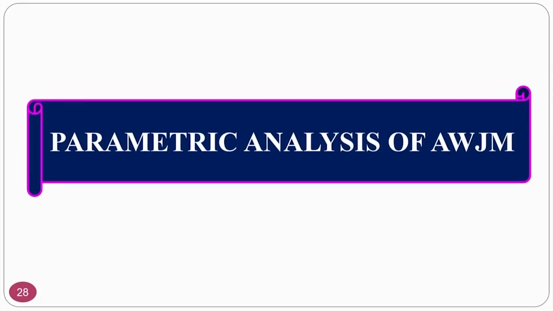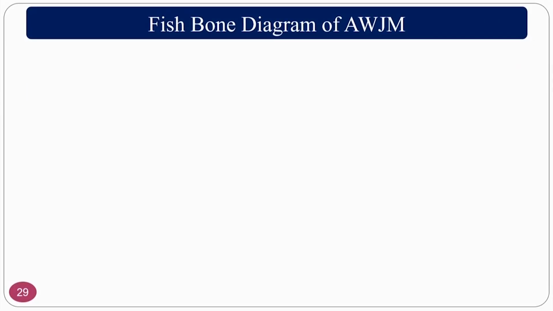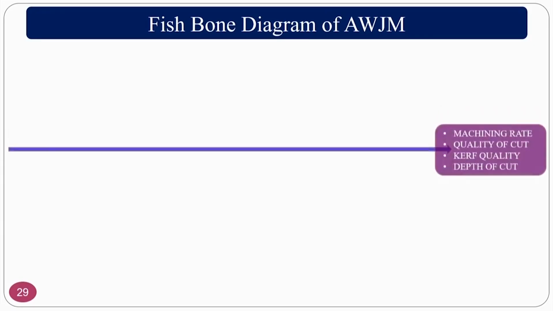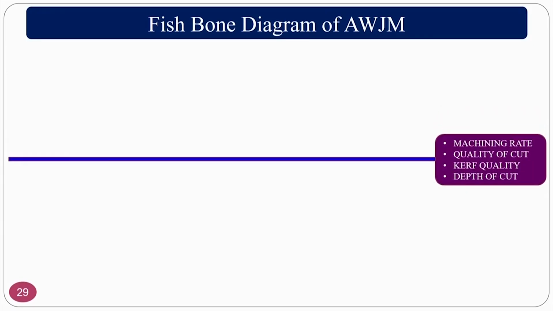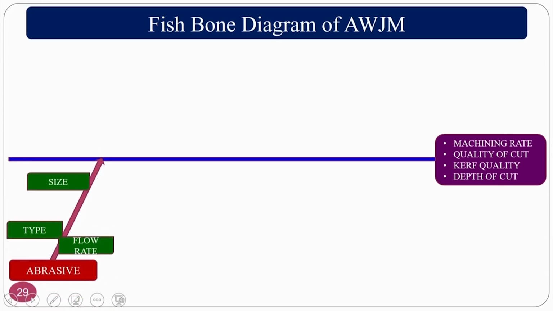So, parametric analysis of abrasive water jet machining: normally if you see the fishbone diagram, that shows how the output responses like machining rate, quality of the cut, kerf quality, and depth of cut all vary with respect to the workpiece materials. Okay. So, the first parameters are the abrasives. The size of the abrasive particle is normally mentioned by the hash symbol. The type of abrasive particle, that is whether it is silicon carbide, alumina, or diamond particle, is another factor.